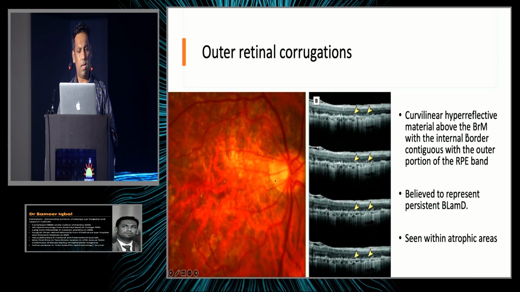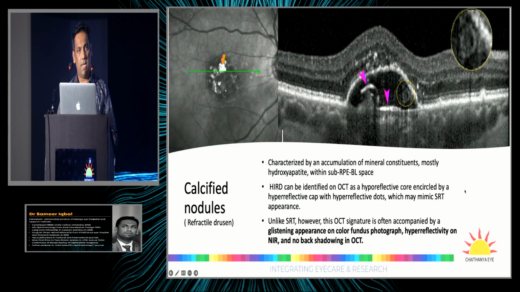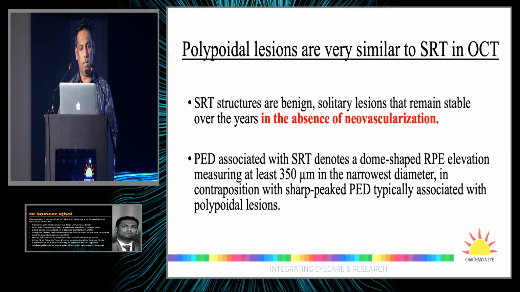Other differences are outer coagulations, which are seen in the atrophic areas. They are curvilinear hyperreflective folds in the Bruch's membrane, which are in conjugacy with the RPE band. They are believed to represent persistent basal laminar deposits. Another one is calcified nodules, which are accumulations of mineral constituents in the sub-RPE space. They can also mimic SRT because of their hyperreflective core encircled by a hyperreflective cap. But unlike SRT, they have a glistening appearance in color fundus photograph and hyperreflectivity in infrared. And also there is no backshadowing in OCT.